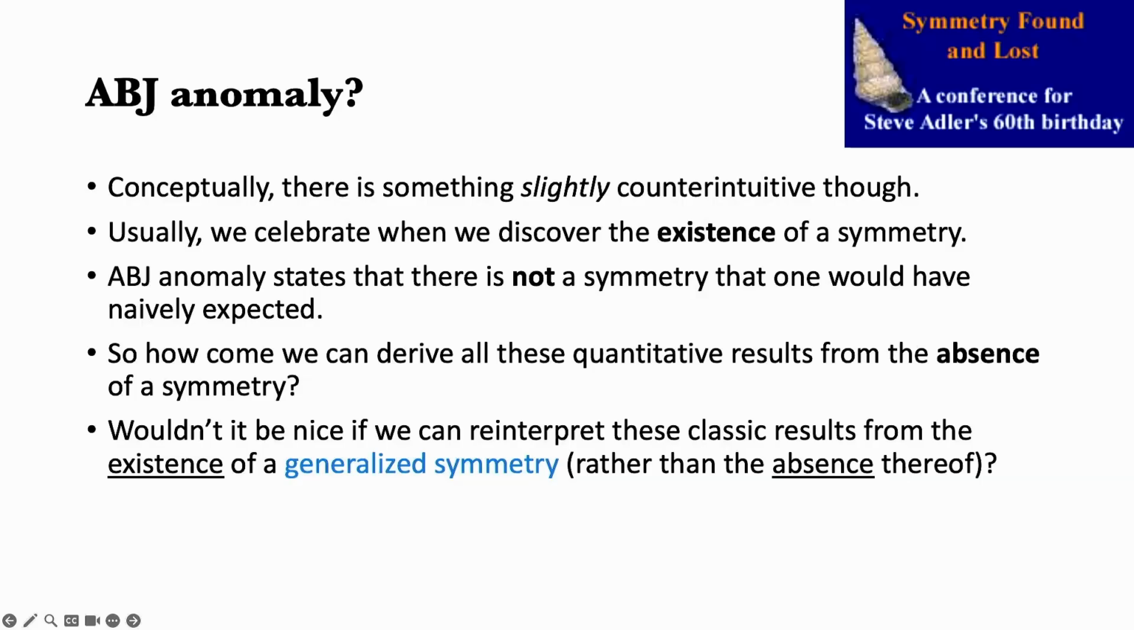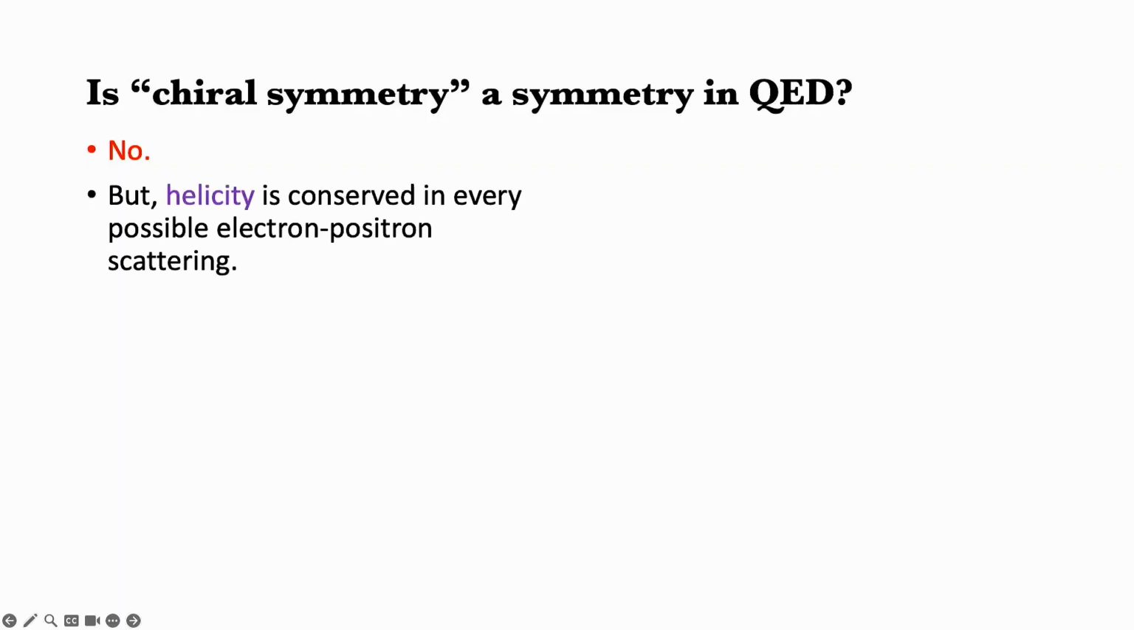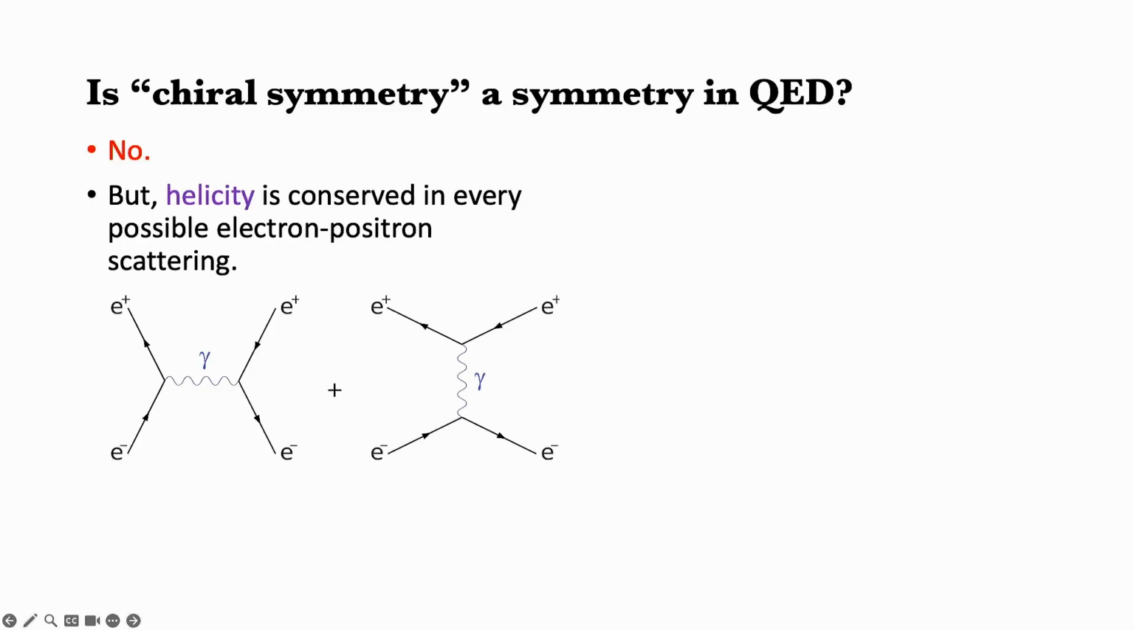And just to sharpen this counterintuitive aspect of the story, if you ask someone, is chiral symmetry a symmetry of QED? We really get a variety of different answers. So when I grew up, I always thought the answer is just no. Right? ABJ told us that there's no symmetry at the end of the day. But if you think about it a little bit more, in the electron-positron scattering amplitude, the helicity is still conserved. You will never get a violation of helicity, even though the chiral symmetry isn't there at the end of the day.